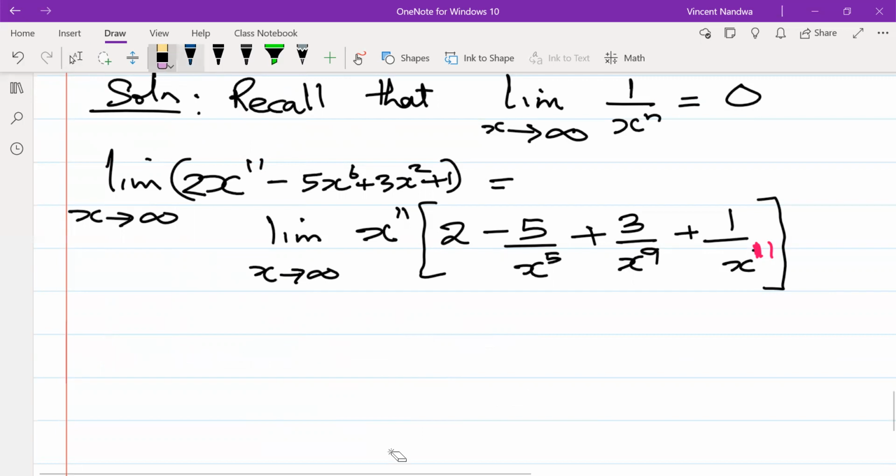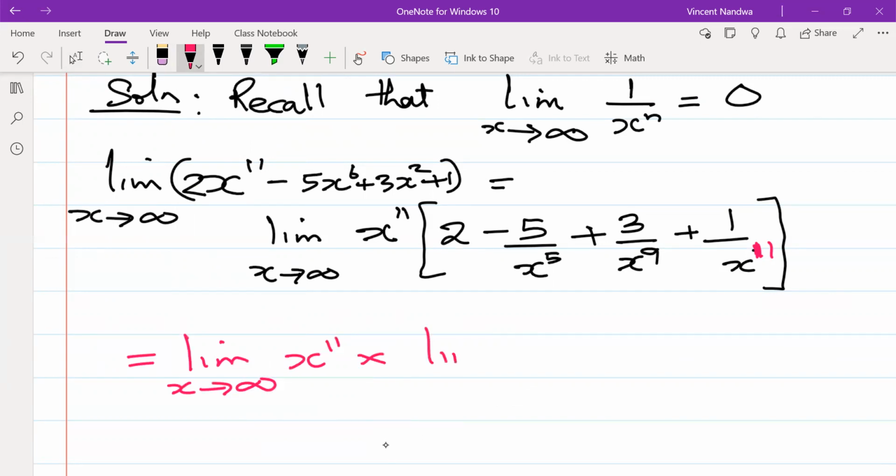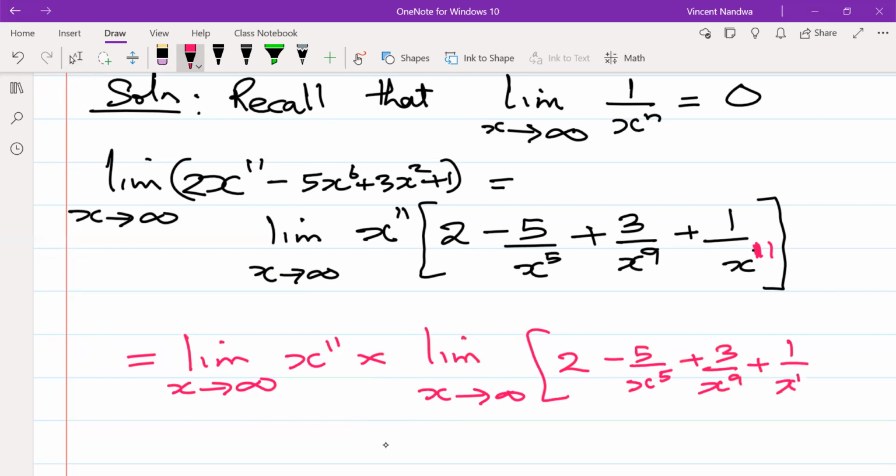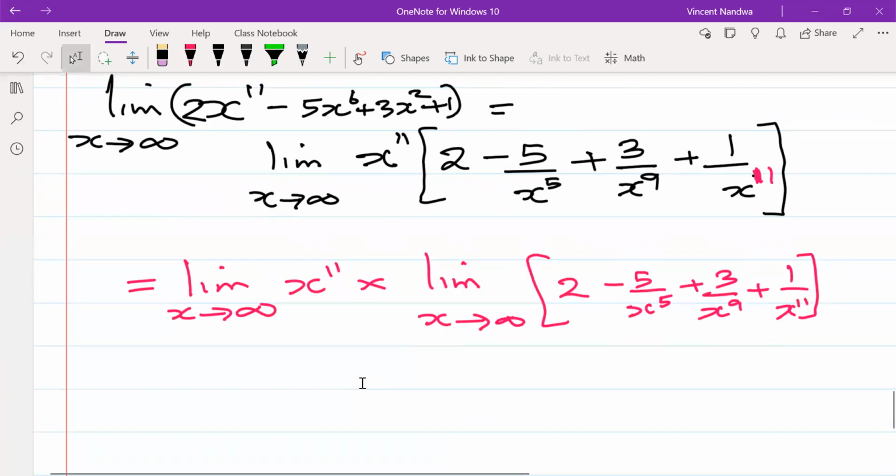So it's like we can apply the product rule for limits. This bracket and this x power 11. So this is the same as the limit as x approaches infinity of x power 11 times the limit as x approaches infinity of 2 minus 5 over x power 5 plus 3 over x power 9 plus 1 over x power 11. I hope that will make sense to you from what you have discussed earlier on. So if you have a product of 2 functions, when you take the limit, you get the product of the limits, okay? So what is the limit as x approaches infinity of x?